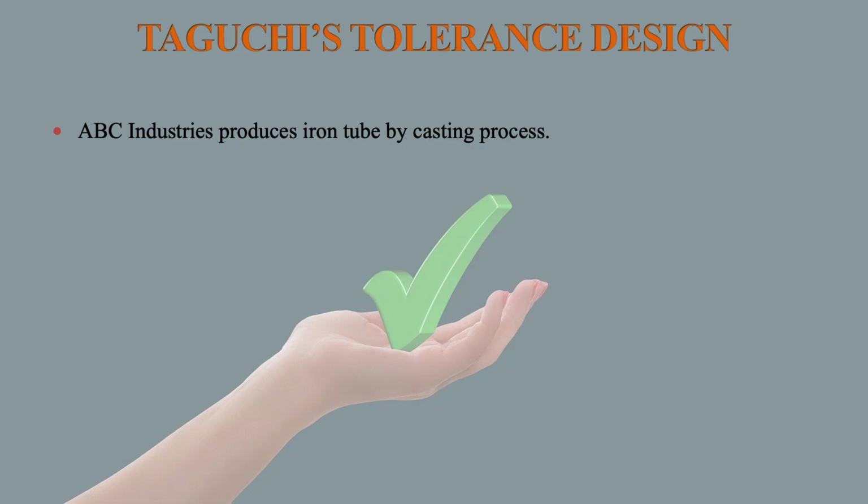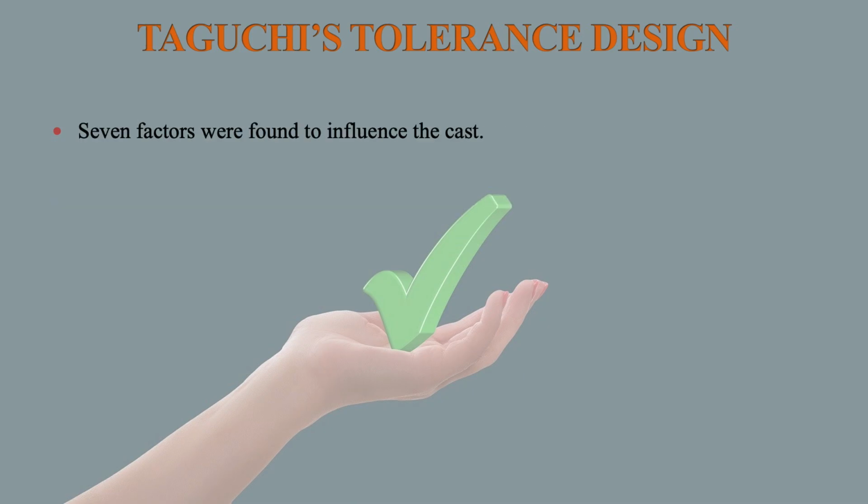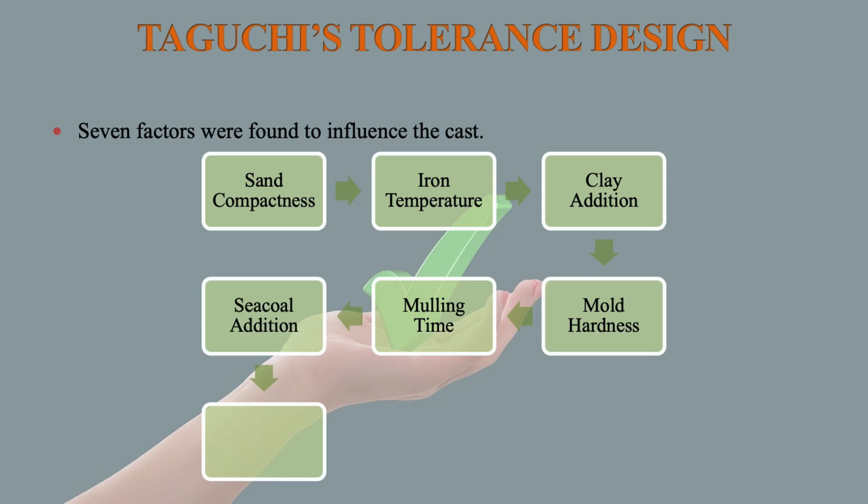Industries produces iron tube by casting process. However, the castings require extra grinding to machine off extra material. 7 factors were found to influence the cast. One is sand compactness, 2 iron temperature, 3 clay addition, 4 mold hardness, 5 mulling time, 6th one is sea coal addition and 7th one is sand addition. So here we have selected 7 factors which are influencing the production of a casting process.